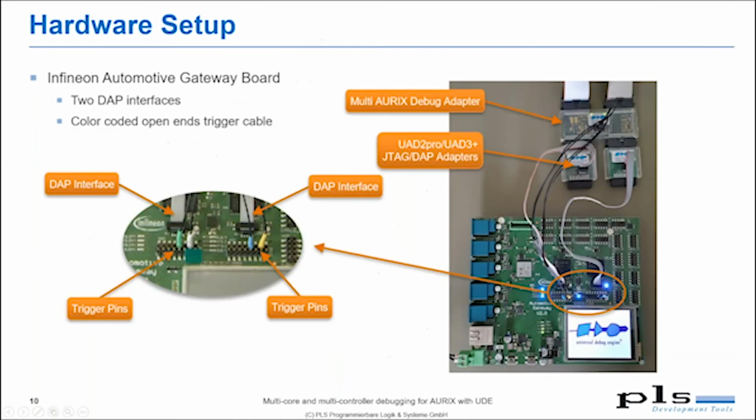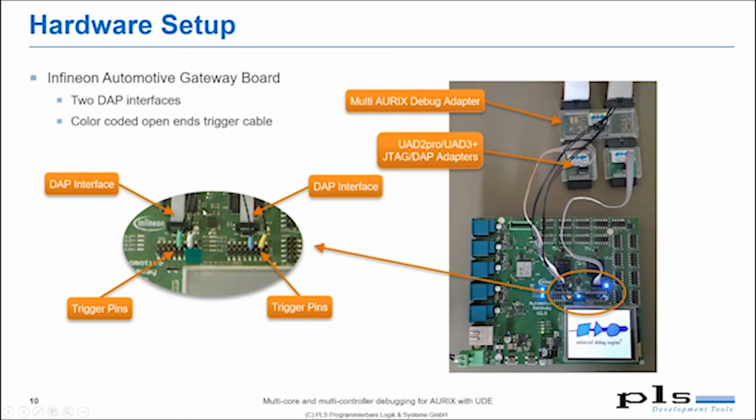So in the demo I'd like to show you right now, this is the hardware setup. I use this automotive gateway board from Infineon with 2 tri-core AURIX TC39. You can also see in this picture the Multi AURIX debug adapter connected using the 2 DAP ports here, using our standard DAP adapters.